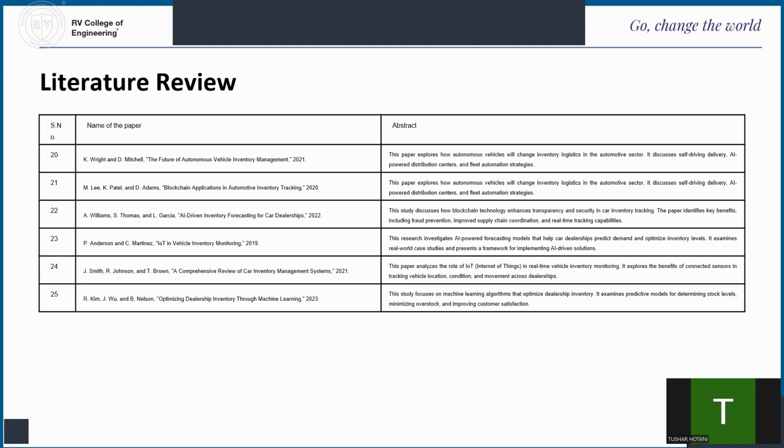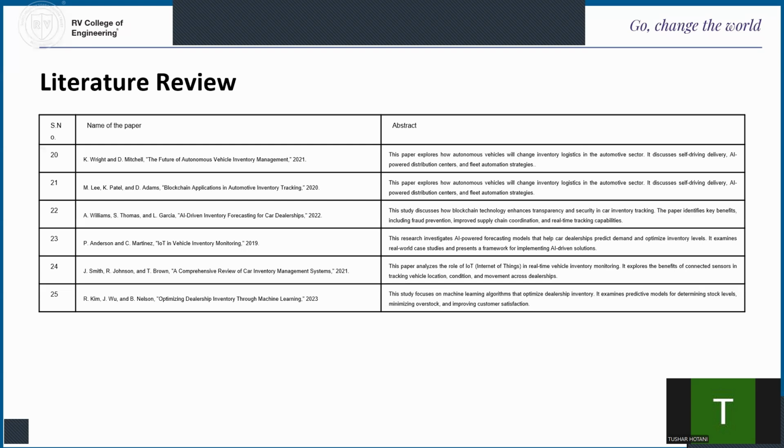Paper 23 investigates how AI-powered forecasting models help car dealerships predict demand and optimize inventory levels. It examines real-world frameworks for implementing AI-driven solutions.